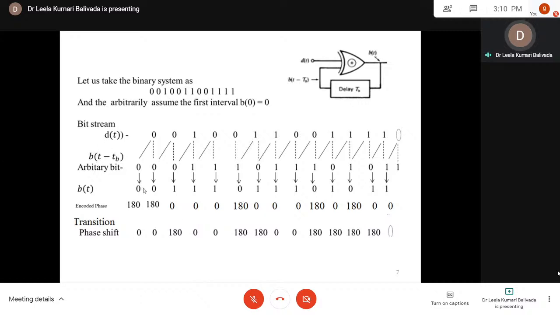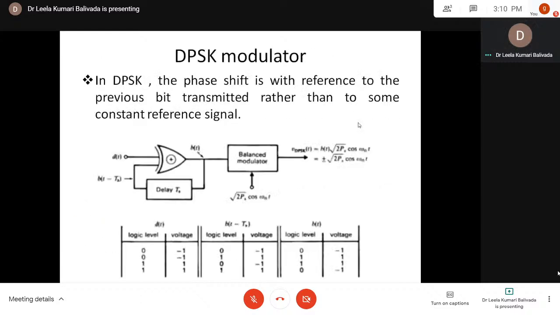That means it is the output of this exclusive OR gate. That is the difference output, the difference of these two bits. So B of t is the output of the differential encoder. Now this differential output is given as input to the balanced modulator, which is a phase shift key modulator, PSK modulator. So B of t is one of the inputs to this balanced modulator, and the other input is the carrier signal.